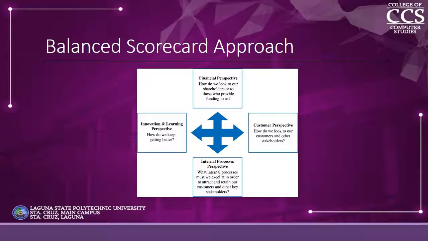Balanced scorecard approach. Financial perspective. It must answer how do we look to our stakeholders or to those who provide funding to us. Customer perspective, it answers how do we look to our customers and other stakeholders. Internal processes perspective, what internal processes must we excel in order to attract and retain our customers and other key stakeholders? Innovation and learning perspective, it must answer how do we keep getting better.